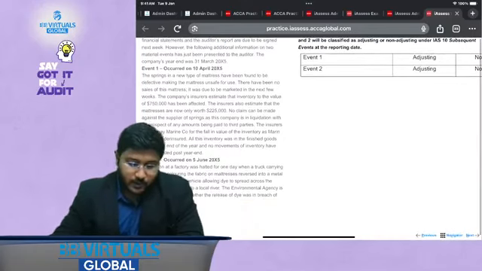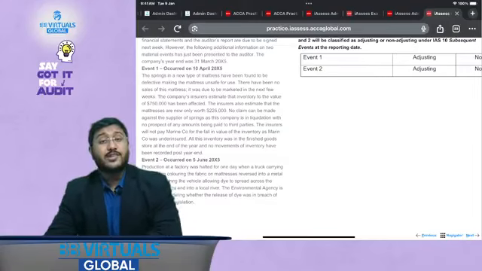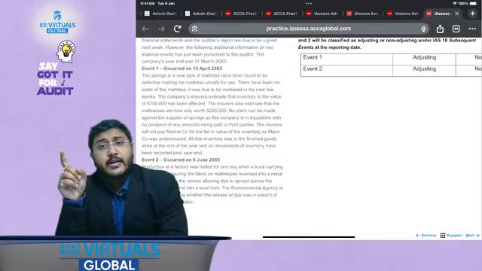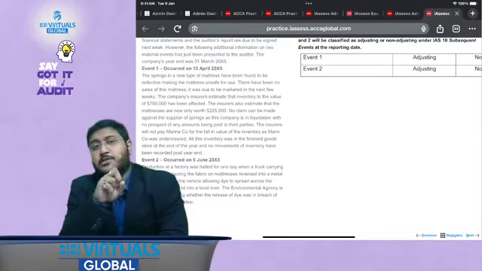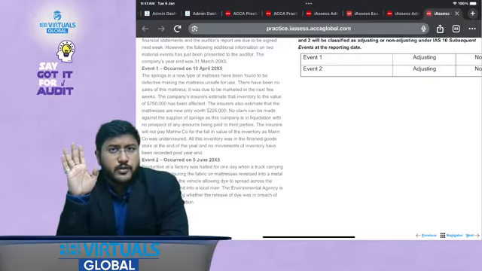Okay, event 1 occurred on 10th April, that is after the year end. The springs in a new type of mattress have been found to be defective, making the mattress unsafe for use. There have been no sales of this mattress. It was due to be marketed in the next few weeks. The company's insurers estimated inventory to the value of $750,000 has been affected. So this is further evidence. What is an existing event? An existing event is the event that gives further evidence of a condition that existed on the reporting date. This existed on the reporting date, inventory was always there.